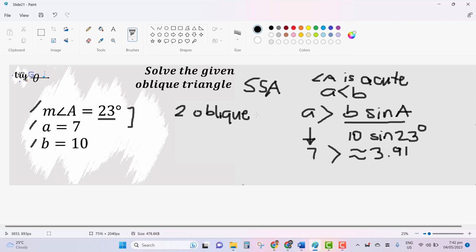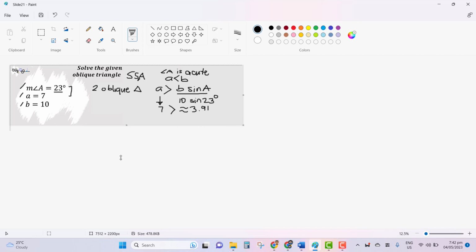triangles. And with this, we will have two separate processes we call cases for the solutions of the remaining measurements of this triangle using the same original given three. So there could be two measurements of angle B, two measurements of angle C, and two measurements for side C. Let's start with case 1.